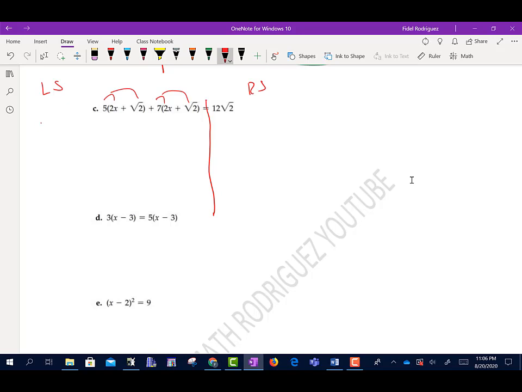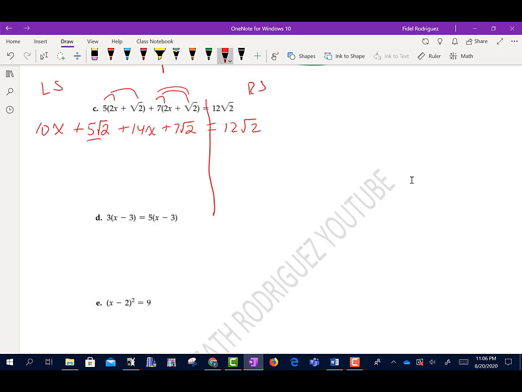So I know 5 times 2x is a 10x. 5 times the square root of 2, don't get nervous, guys. It's just 5 square root of 2. Okay, notice the 5 doesn't have a square root, so it stayed on the outside. Okay. 7 times 2x, I know, is 14x. 7 times the square root of 2, again, since the 7 doesn't have a square root, stays on the outside. Okay. Equals 12 square roots of 2.